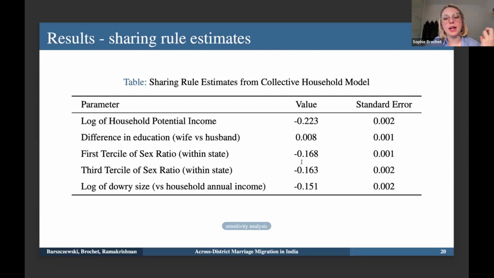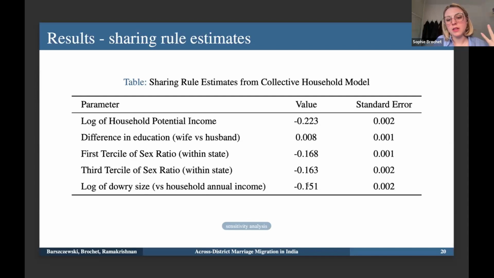And if you remember at the beginning, when I introduced the potential mechanism, we were talking about the scarcity of women. Well, it looks like being relatively more abundant is associated with less bargaining power. But on the other hand, these districts where women are more scarce, which is generally districts that might be less favorable for women, are also associated with less bargaining power. And then finally, we also have the log of dowry size compared to the household annual income, and we find a negative association.